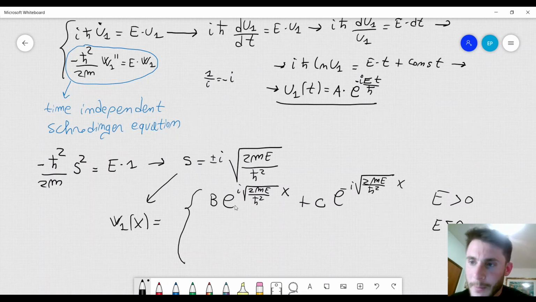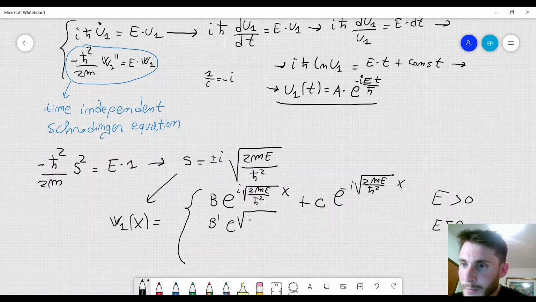Okay, so I'm going to write down the solution also for E less than 0, but we will not use that. So we have some constant that I will call B prime, times e to the square root of minus 2mE divided by h bar squared times x, plus C prime e to the minus square root of minus 2mE over h bar squared times x.